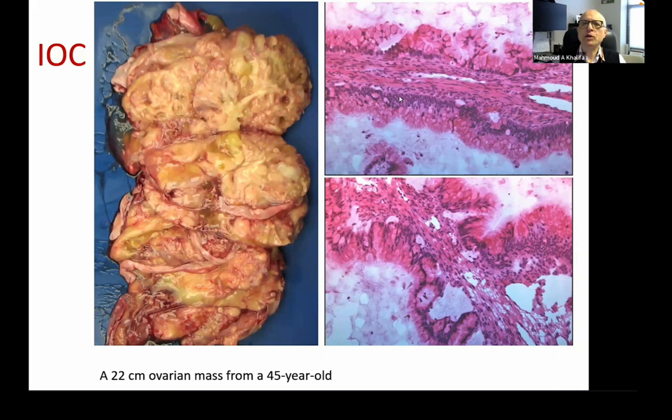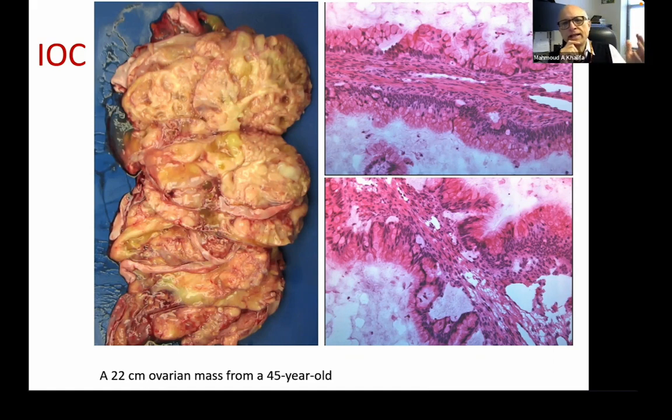Here is the microscopic on the right. You see, yes, of course, I see mucin. I see intracellular mucin and extracellular mucin. What do you think this tumor is? What do you want to call this? Intraoperatively. Again, I'm talking intraoperatively. What would this tumor be called intraoperatively?